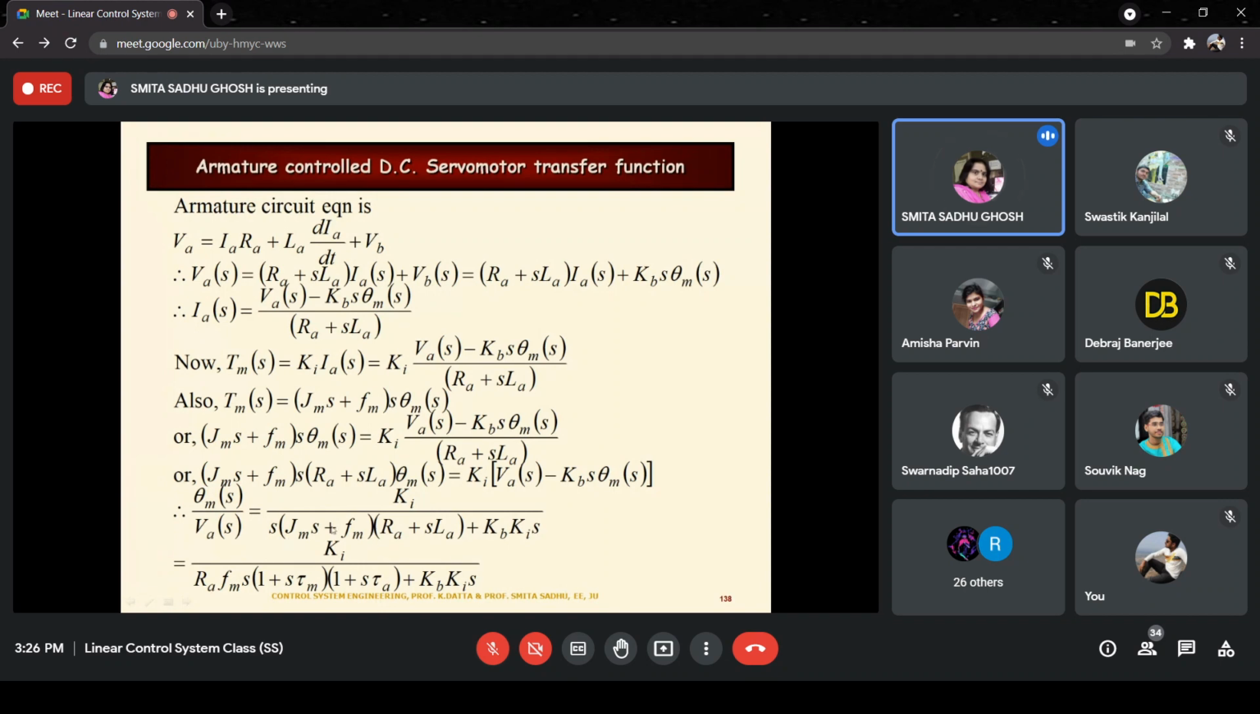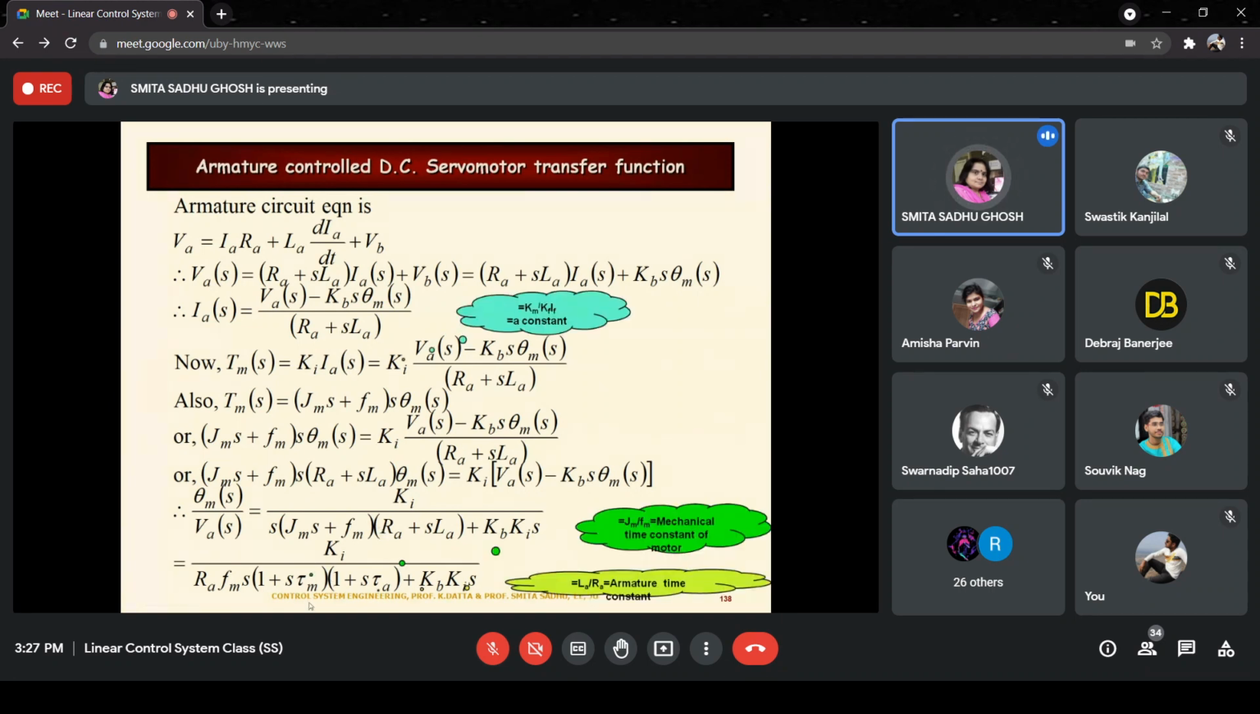s into (Jm s plus Fm) whole into (Ra plus s La) plus Kb Ki s, right? So this is the ultimate form of the transfer function that we have arrived at for the armature controlled DC servo motor. Again, we can try to write this in the time constant form as this. That is, we take out Fm and Ra common from this, and this is what we get.